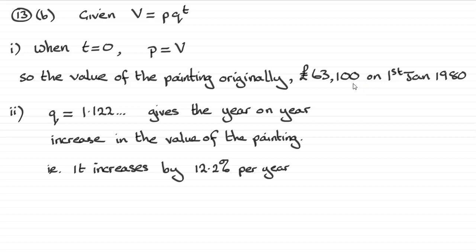And when it comes to working out what q was, remember we found out in the previous part that q turned out to be 1.122 and so on. And what that is, is an increase. The value increases each year, year on year, by 12.2%. This would be the multiplying factor, 1.122, which if you were to increase something by 12.2%, you would multiply it by that scale factor. Okay, so hope you're able to see your way through on that one.